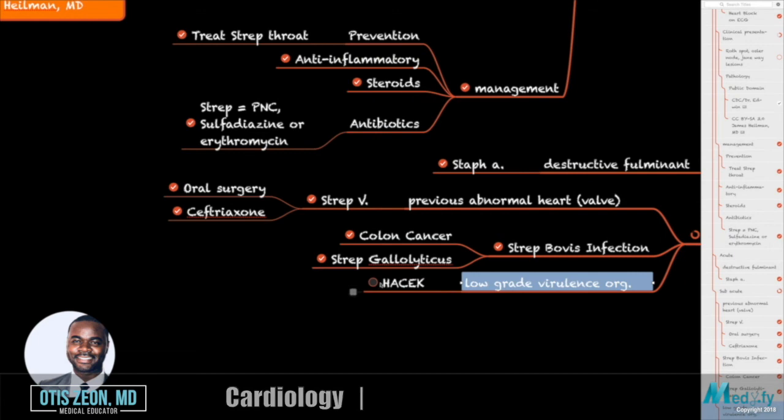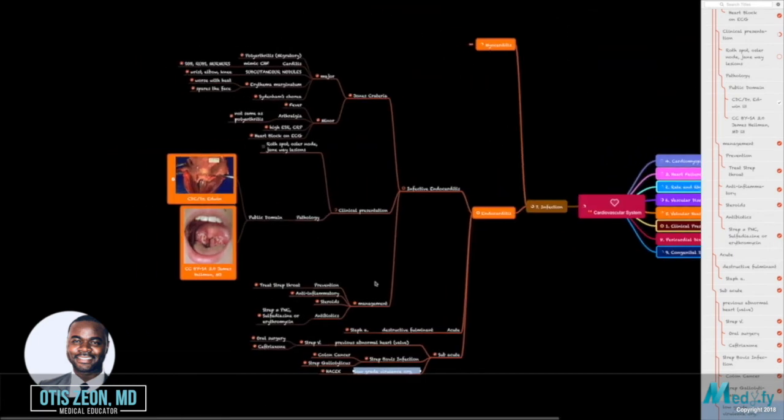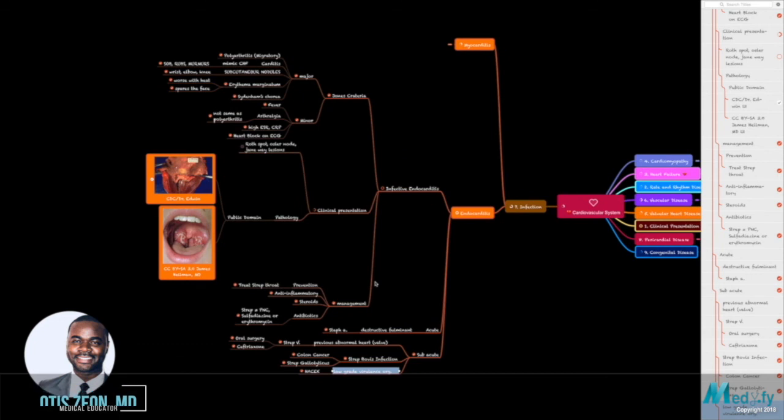Then you have the HACEK organisms also, which are associated with infective endocarditis. Again, we spend just a very short time going over this because this stuff is not super high yield in terms of memorizing everything, but knowing your big picture stuff is what's going to get you the points you need when dealing specifically with endocarditis.